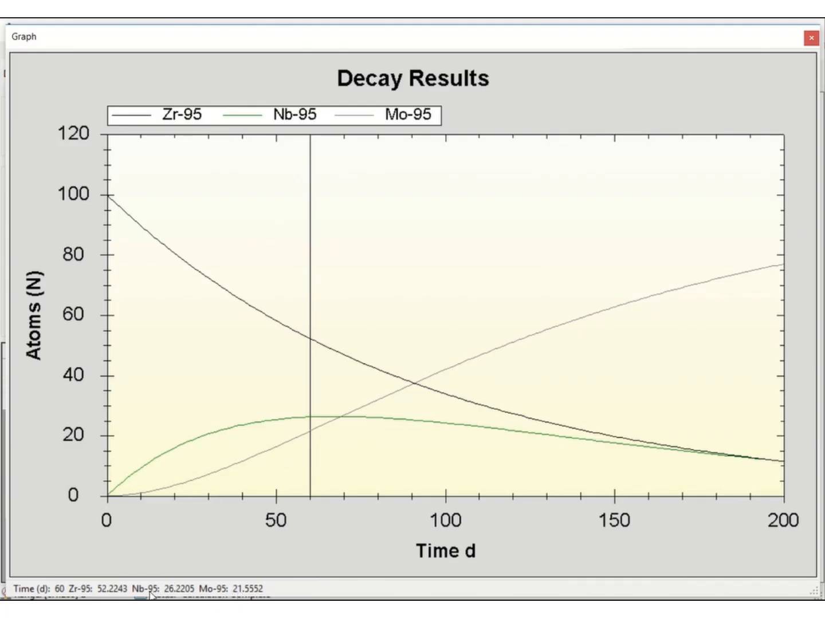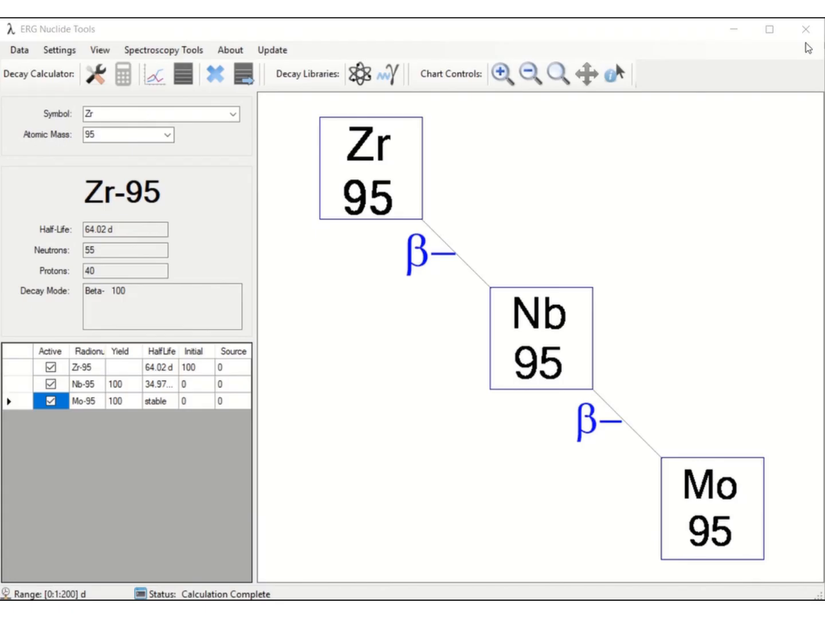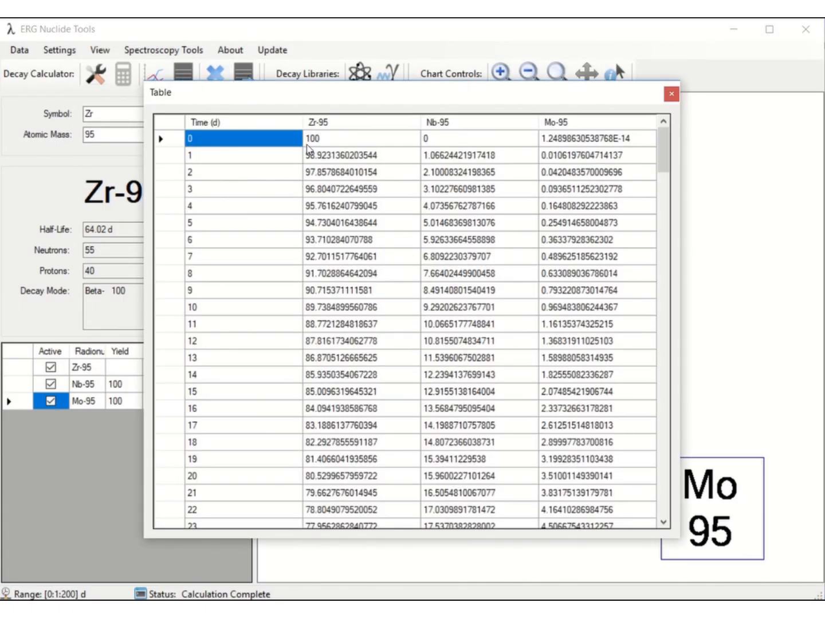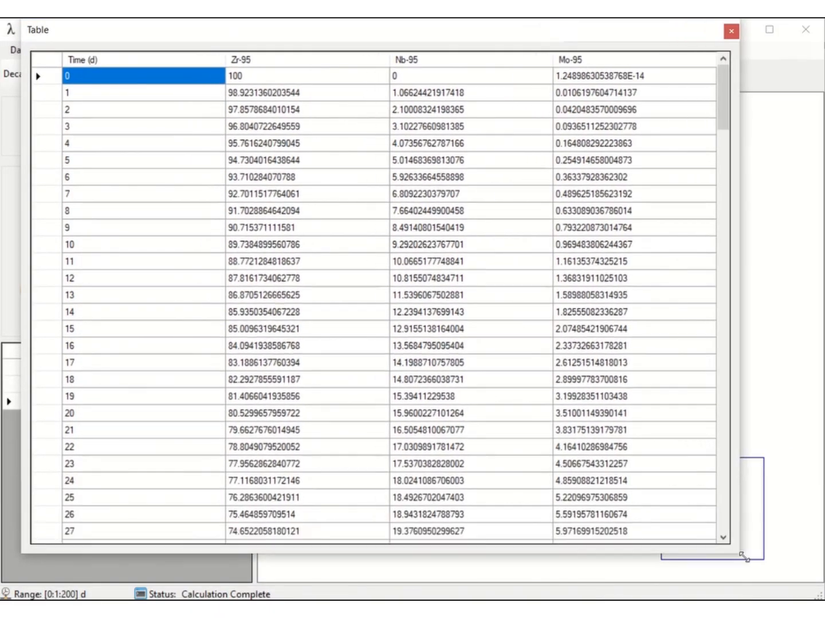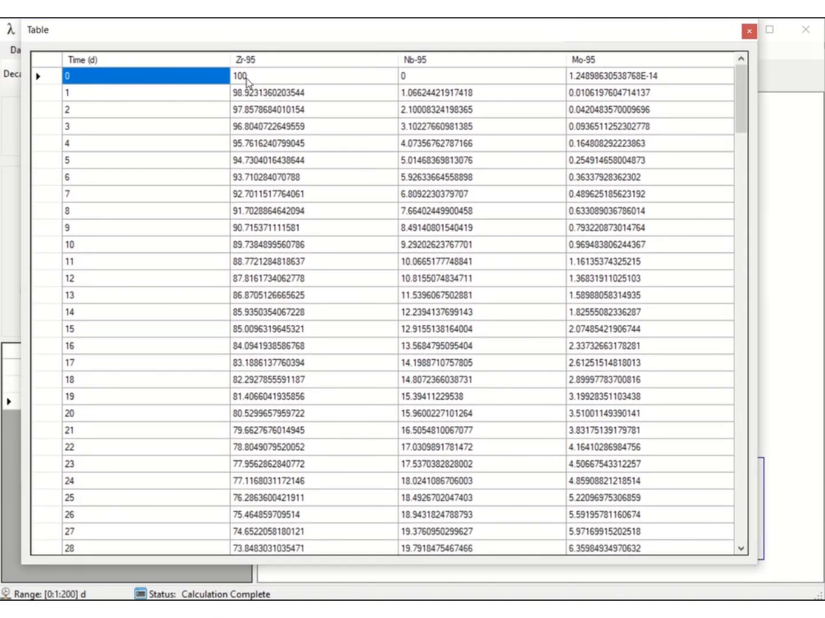I can see that the niobium reaches a maximum, then where it starts going down, and I can quantify that. Just like the other program, I can evaluate the data. So here's an example of the amount of atoms as a function of time.